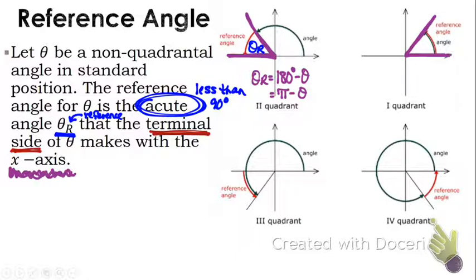If my angle is in the first quadrant, does it already form an angle with the x-axis? Yes. Is it an acute angle? If it's in the first quadrant, yeah, it'd have to be less than 90. In this case, my reference angle is exactly the same as my original angle. Theta r is just equal to theta. If it's in quad 1, I don't do anything special. Theta is my reference angle.